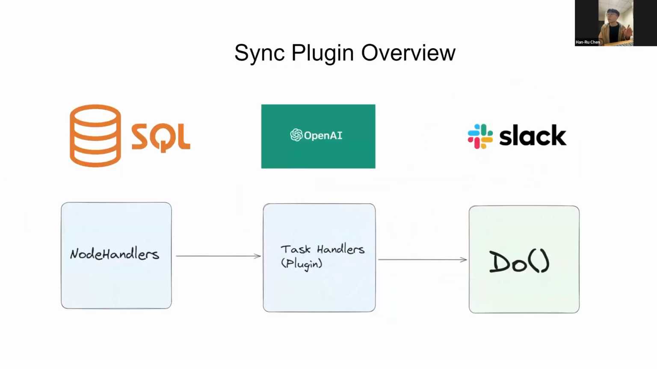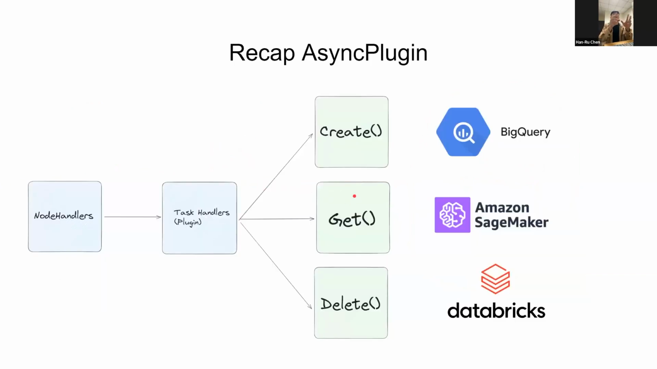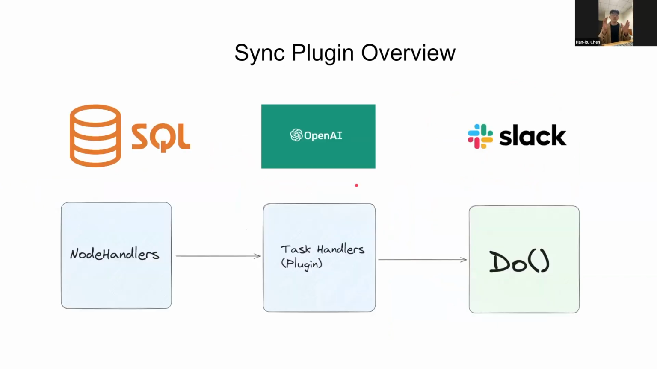So now our main character is the synchronous plugin. Synchronous plugins are for synchronous APIs, compared to asynchronous plugins, which might run longer. A synchronous plugin is for jobs that run shorter. For example, you can retrieve some metadata from a backend service such as SQL, or you want to get a message response from ChatGPT, OpenAI, or even send a message to a Slack channel from the Slack API.